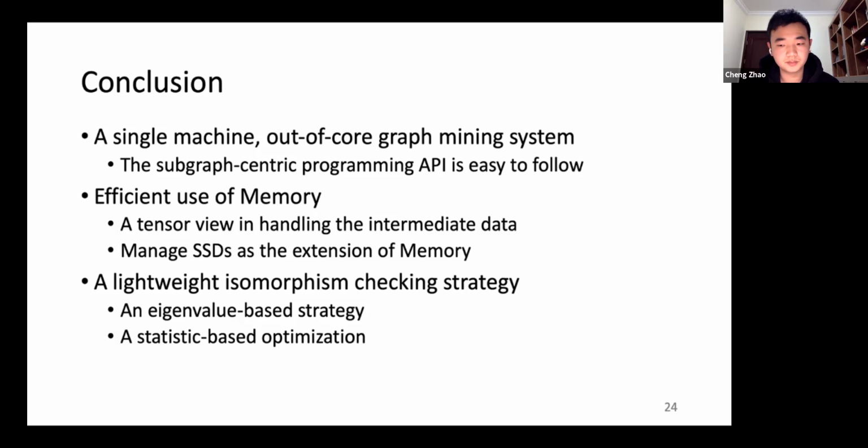To efficiently check isomorphism, Kaleido uses an eigenvalue-based strategy for small graphs and does a statistic-based optimization for large graphs. Thanks.